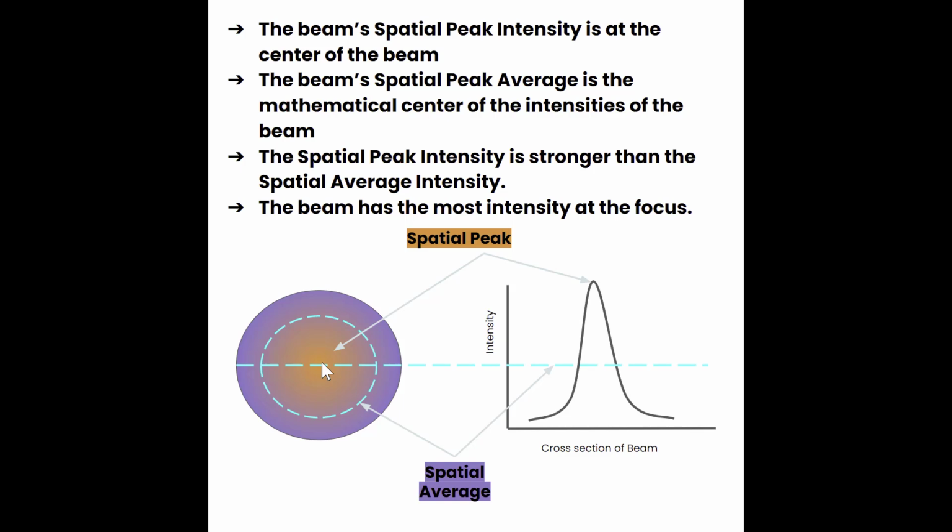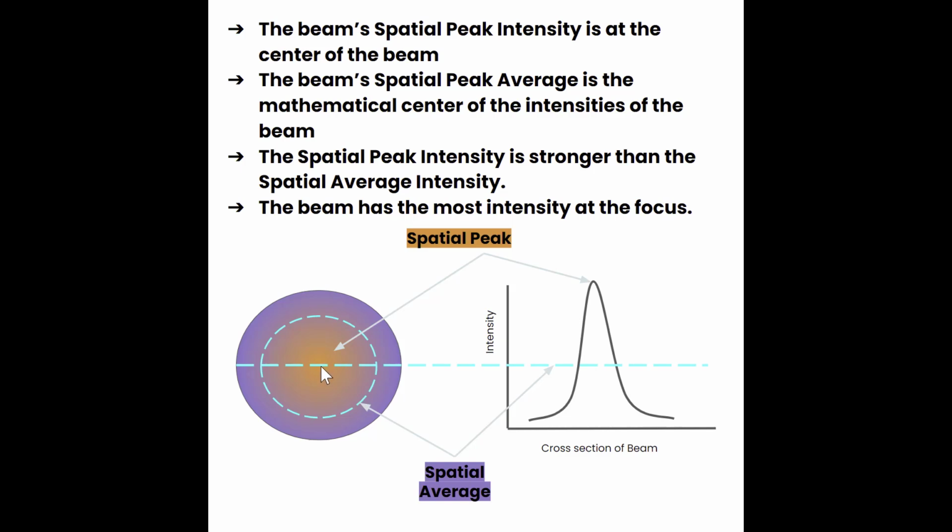Let's say that the center has an intensity of 100 milliwatts per centimeter squared, and that the very outside has an intensity of 30 milliwatts per centimeter squared. To get the average, we would take 100 plus 30, which is 130, and then divide that by 2, because we have 2 data points to divide. So 130 divided by 2 is 65. So we would find the intensity that corresponds with 65 milliwatts per centimeter squared, and that would be our spatial average.